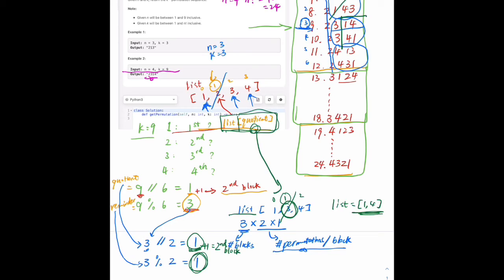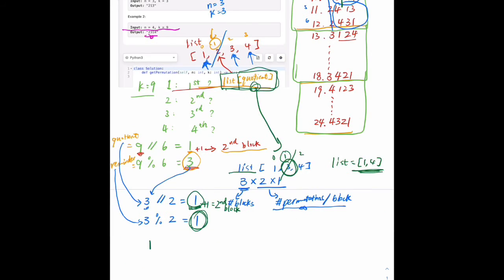Here we see we have 2 different possibilities, 1, 4 or 4, 1. And what's the first one? That's 1, 4. So actually we do the same thing. We use 1 divided by, so 1 now is a new numerator. And the new denominator will be the number of permutations per block. So now for the new list, we have 2 times 1. 2 is the number of blocks again, and 1 is the number of permutations per block. So divided by 1.